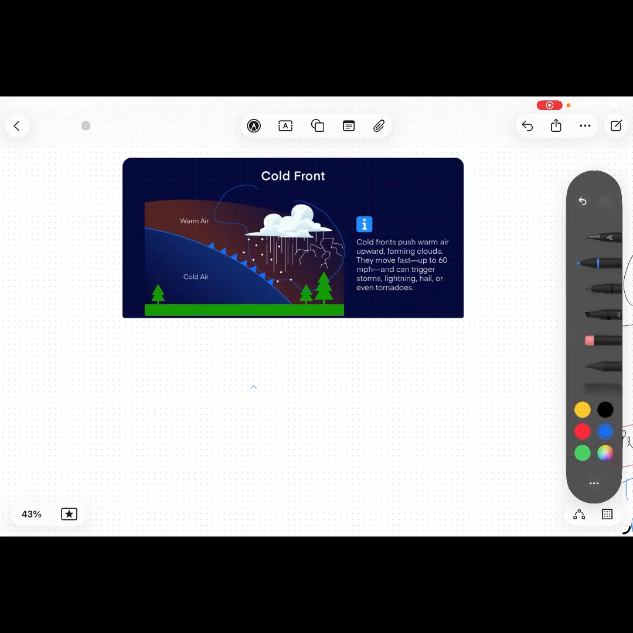Here it's already showing that it's rising, but the warm air is ahead. Okay, let me make it here. So this is maybe the warm air, and there is a cold air that's approaching the warm air.